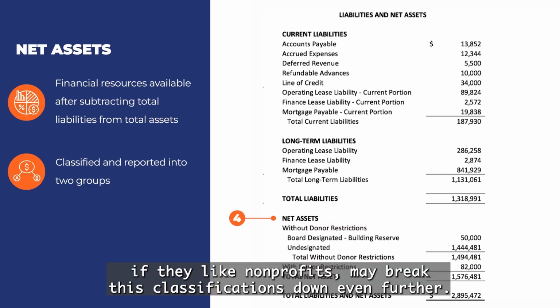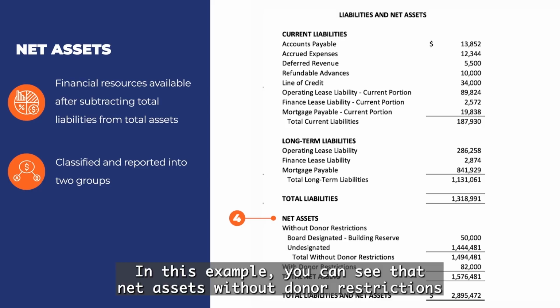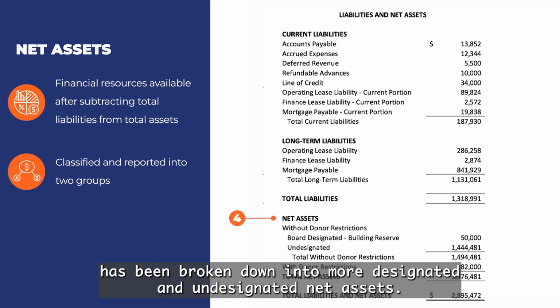If they like, nonprofits may break these classifications down even further. In this example, you can see that net assets without donor restrictions has been broken down into board designated and undesignated net assets.